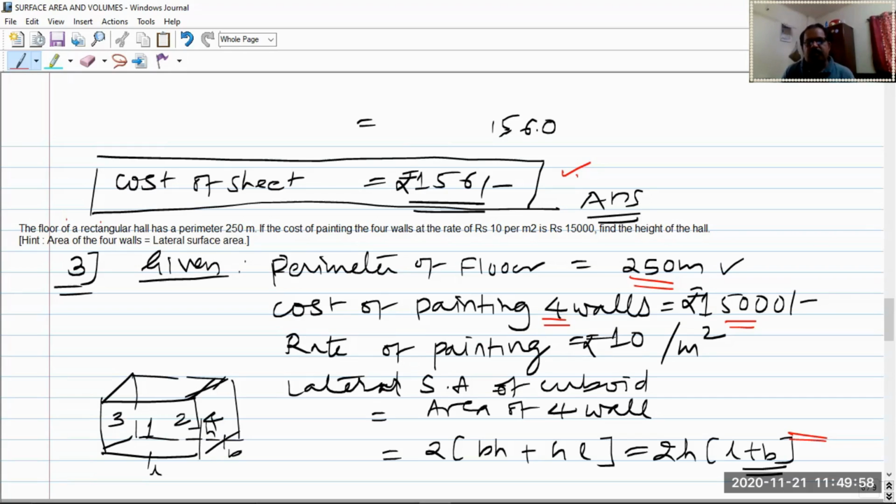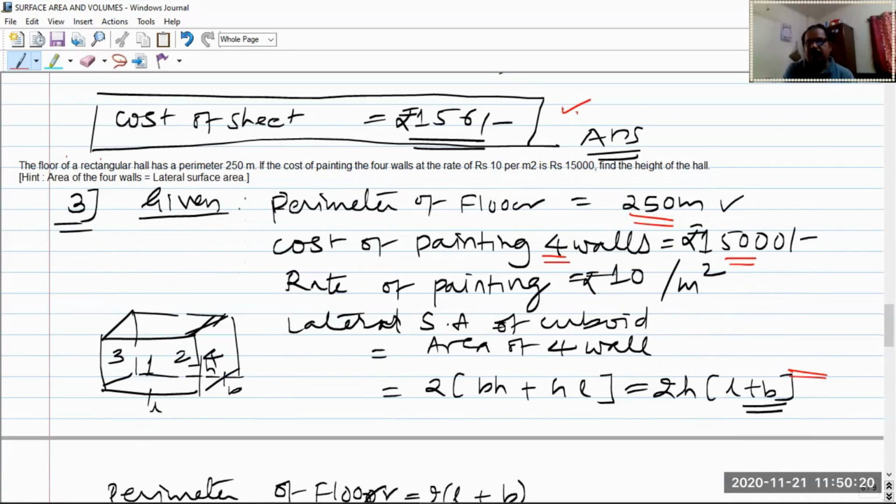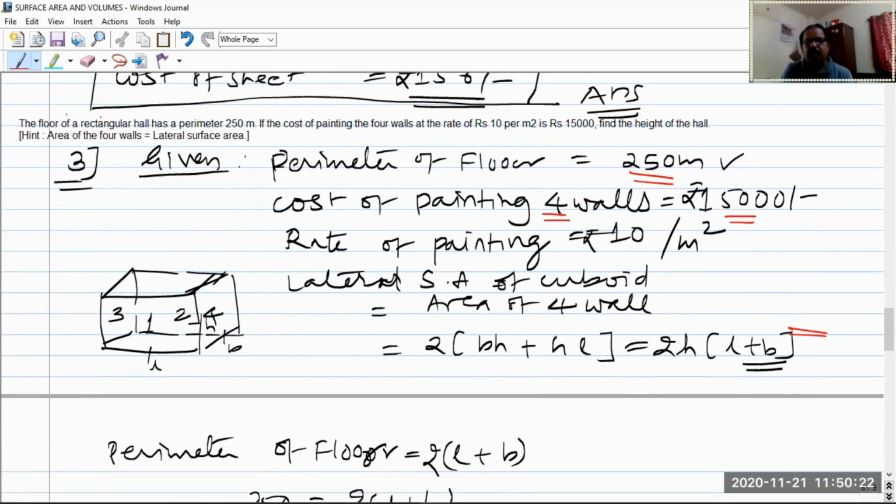So students, do we have the formula to find the lateral surface area of a cuboid? That is nothing but the area of the four walls of the hall, right? So it is nothing but 2 times (BH + HL), or 2 times H times (L + B), right? So this is the formula to find the lateral surface area of a hall. So let's substitute the values of the hall, that is the length, breadth and height.